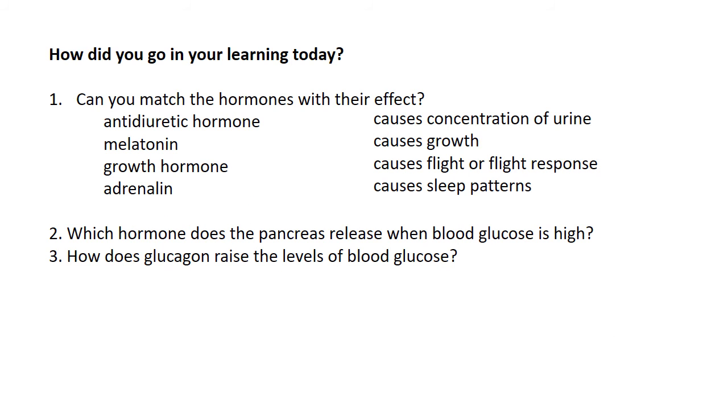How did you go in your learning today, guys? Can you pause the video and answer these questions? Let's match the hormones with the effect that they have. Antidiuretic hormone is the one that causes concentration of your urine. Melatonin helps our sleep patterns. Growth hormone causes growth and also controls our metabolism. And last one, adrenaline, causes the fight or flight response, which remember is our sympathetic nervous system.